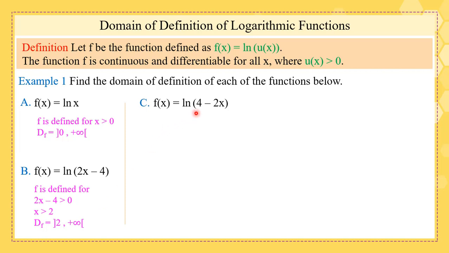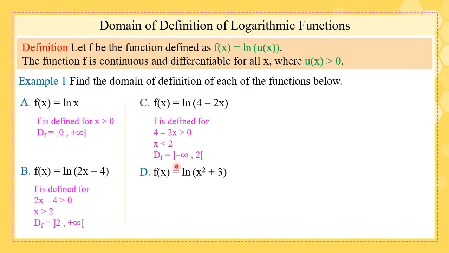This function f is also defined for 4 minus 2x greater than 0. We are still applying the same definition. So x is smaller than 2. Pay attention here, we have to flip the inequality sign because we are dividing by negative 2. So the domain of definition is negative infinity to 2 excluded.